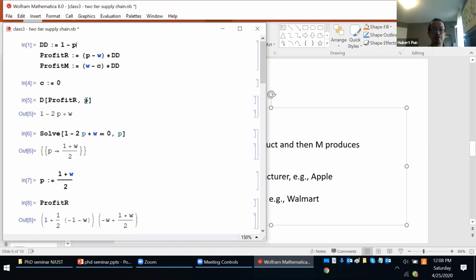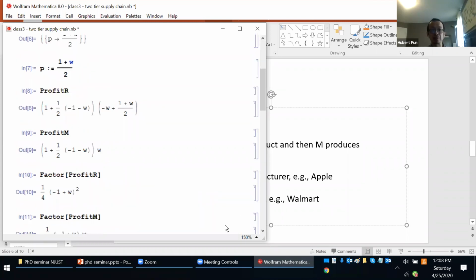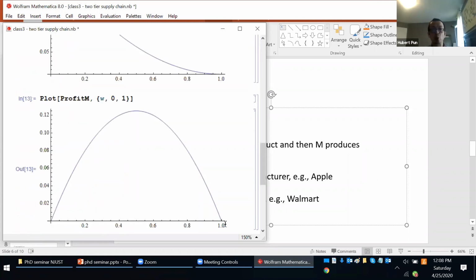So therefore, if we look at this picture, when the wholesale price equals 1, the retail price also equals 1, and the demand would equal 0. So the manufacturer earns 0 money because it gets 0 demand. So the optimal is somewhere in the middle. So now we have to find out what the middle is.